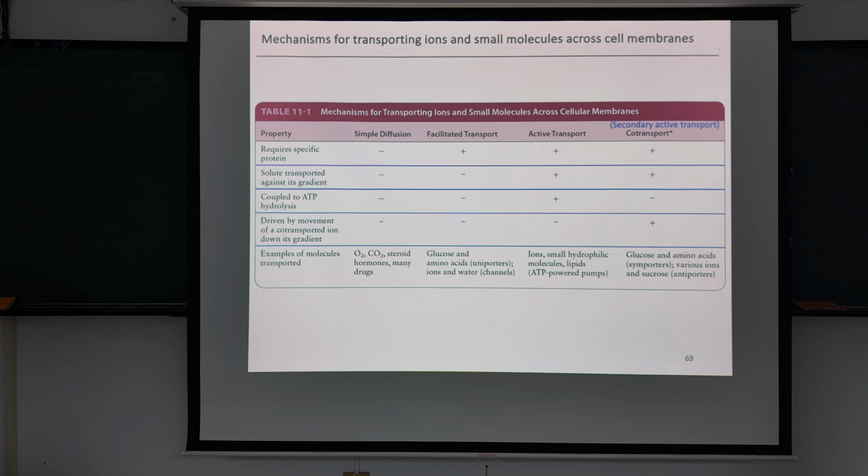Okay, they work together. So this is a table for the definitions: simple diffusion, facilitated diffusion, primary active transport, and co-transport, or secondary active transport. Simple diffusion doesn't need any specific protein. These three mechanisms need specific proteins. Only these two need energy, because they go against the gradient. That is why they need energy. For these, the energy comes from ATP hydrolysis, and for this one it comes from the co-transported ion moving down its gradient. It's really clear if you get my point.